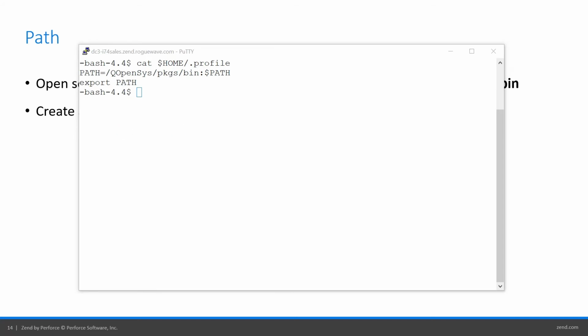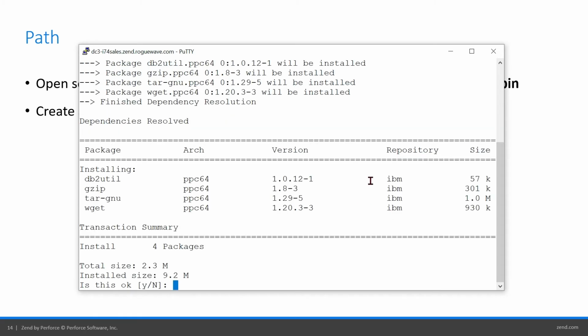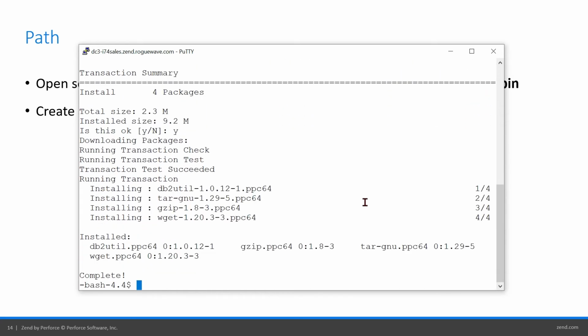These utilities are going to allow us to finish the installation of Zend Server. The yum command will go out to the open source package management and install the following four utilities: wget, tar-gnu, gzip, and db2util. The yum command will automatically check for prerequisites and make sure that they're met, and it's going to give us a little warning saying, hey, we're about to install this, is that okay? The answer, of course, is yes. And we can watch the installation run. When it's all done and completed, it'll issue the command saying that it's complete.